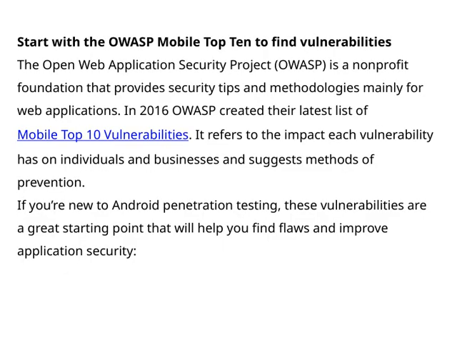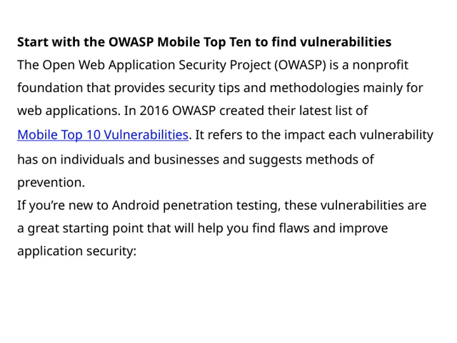Let's start with the OWASP Mobile Top 10 to identify vulnerabilities. OWASP, which stands for the Open Web Application Security Project, is a nonprofit organization that offers security advice and methodologies mainly for web applications. In 2016, they released their latest list of Mobile Top 10 vulnerabilities, which is a really useful resource. This list highlights how each vulnerability can impact both individuals and businesses, and it also suggests ways to prevent these issues. If you're just getting into Android penetration testing, these vulnerabilities are a fantastic starting point.